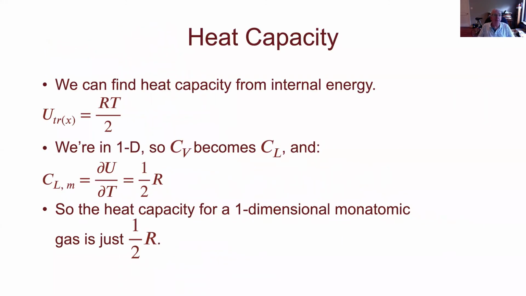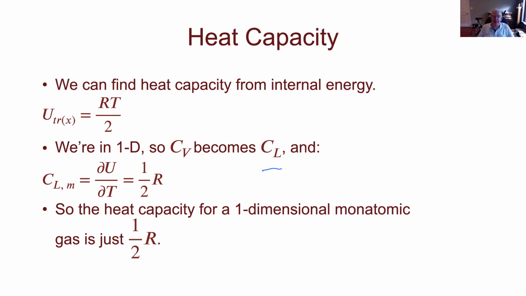If I want to do the heat capacity, all I have to do is remember that the heat capacity is the temperature derivative of the internal energy. When I do that, I'm clearly just going to get 1/2 R. My heat capacity here, somewhat curiously, is written as a heat capacity at constant distance, because that box length is now the equivalent of constant volume. So the heat capacity for a 1-dimensional monatomic gas would be 1/2 R.